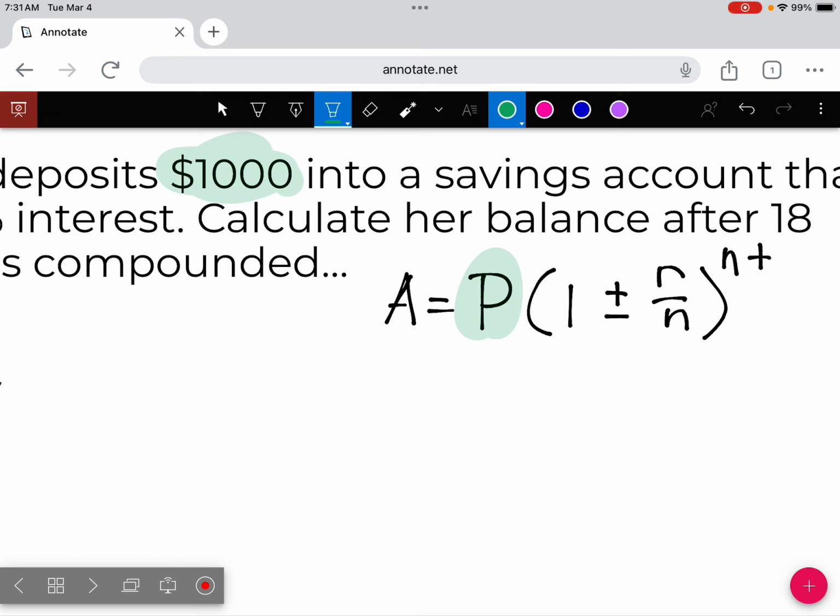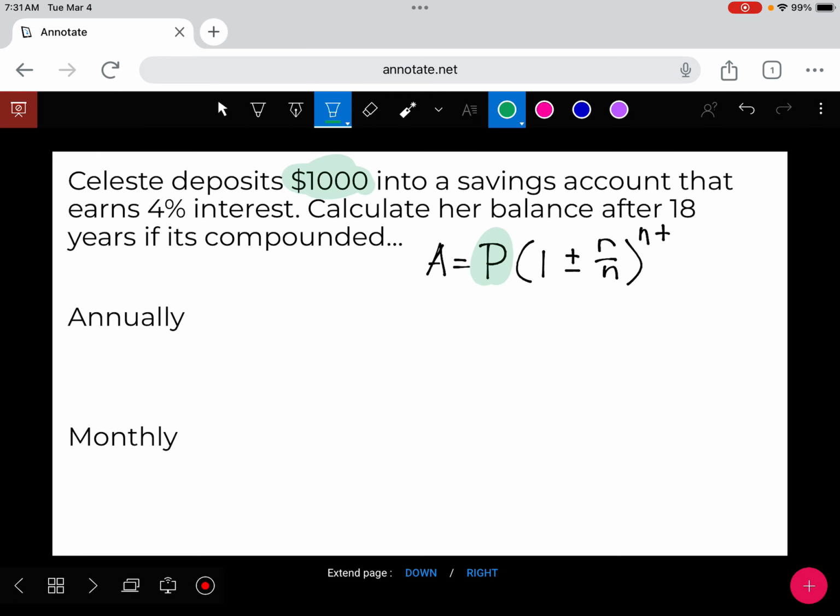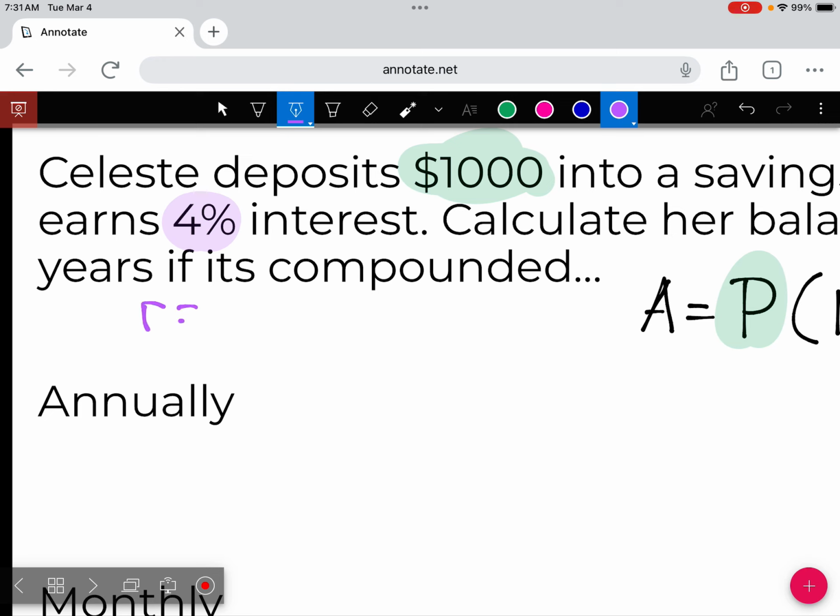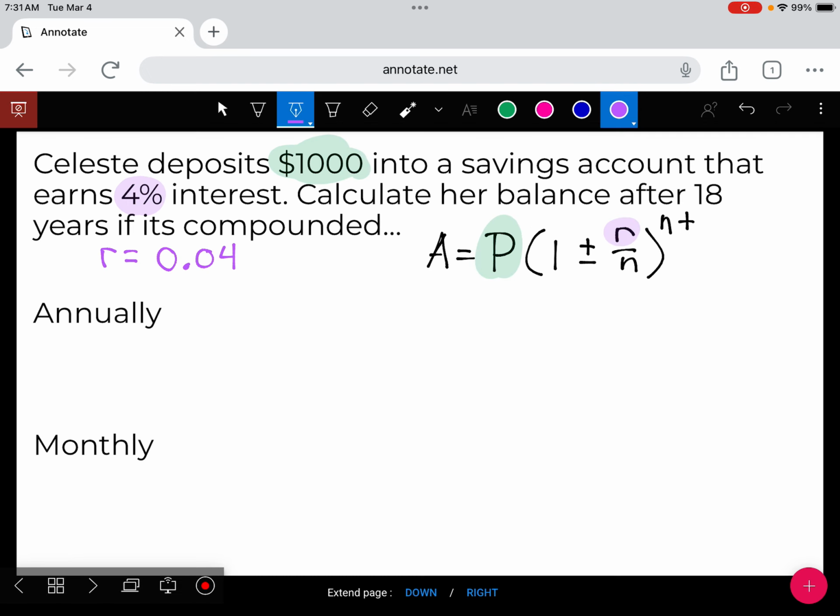What else do we know? The 4% is definitely going to have something to do with our rate. How are we going to write that R? Got to put it as a decimal, so what's it going to be? 0.04 or .04, either way is fine. So now we've got our R. One more piece from that top paragraph.